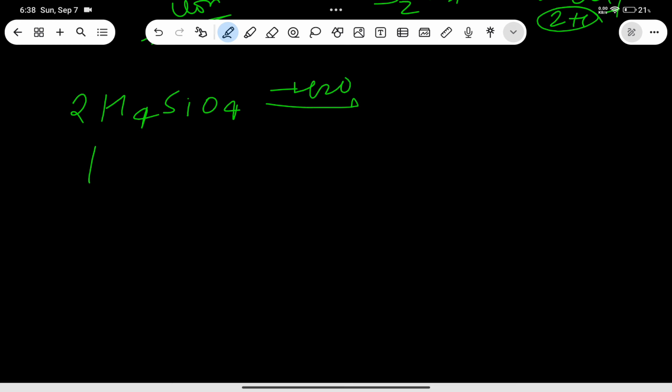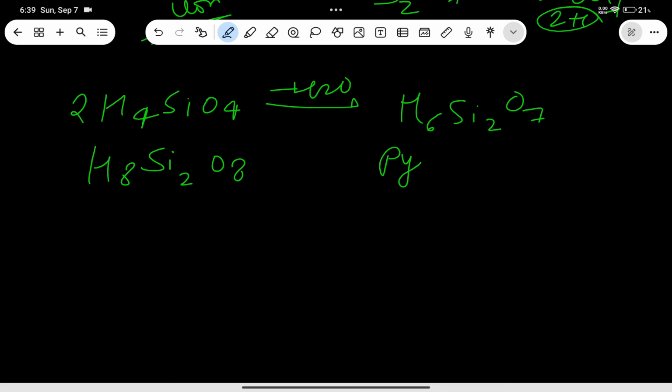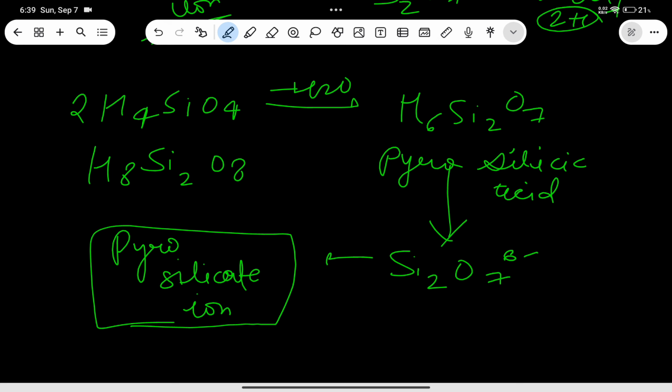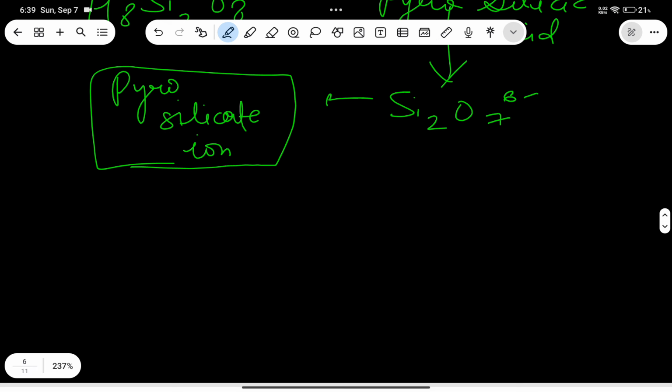Removing H2O, so it will be Si2O8, and that comes out to be H6Si2O7. Okay, so what is the name of this? It will be simply pyrosilicic acid. And what will be the anion that will be formed? Si2O7 6 minus, right? So the anion will be called pyrosilicate ion.